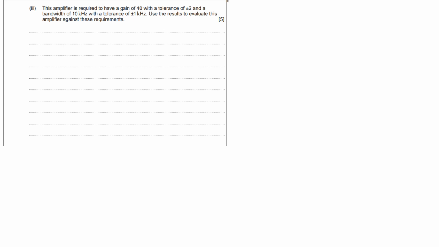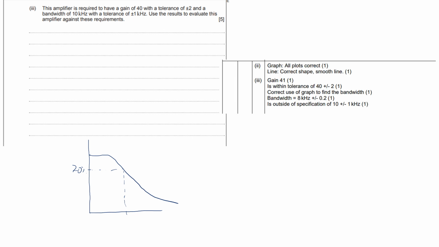Obviously, please do this on the previous page, but basically the shape of your graph was something like that, wasn't it? Go to 70%, go across and go down. Read off the bandwidth to see if it's in tolerance. I believe the mark scheme says that for the correct graph and the bandwidth, you've done that for a mark. It should be around 8k. So then you need to say it is outside the specification. So that'll be your 5th mark.